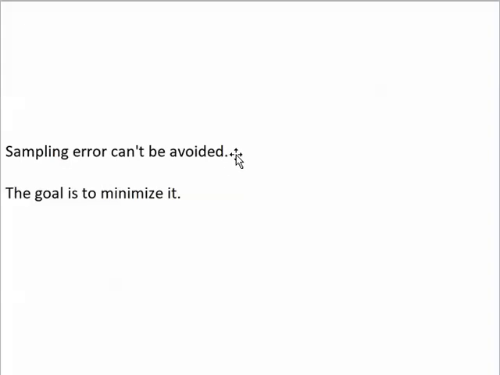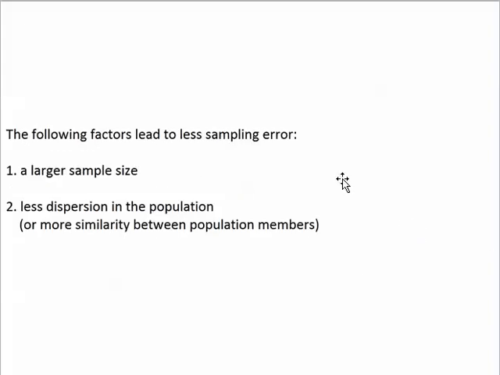So sampling error can't be avoided. It's just a consequence of using a sample to estimate something about a population. But the goal is to minimize sampling error. The goal is to select a sample that's as accurate as it can possibly be. And there's actually two factors that lead to less sampling error. One is a larger sample size. When you randomly select a sample from a population, you're likely to get a more accurate sample if you use a bigger sample size. For example, a random sample of 1,000 people is likely to be more accurate than a random sample of 10 people. So a larger sample size makes it likely that you'll have less sampling error.